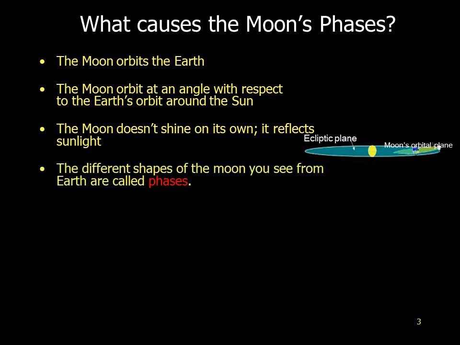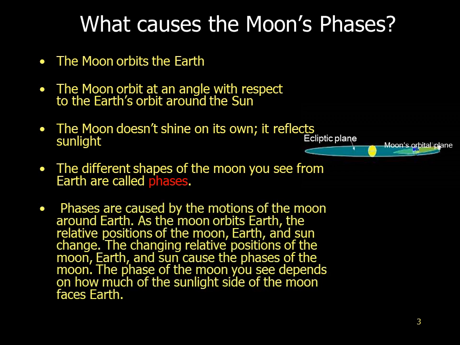So the different shapes of the moon you see from Earth are called phases. What do we mean by phases? The different shapes of the moon that we can see from Earth are called phases. Phases are caused by the motion of the moon around Earth. As the moon orbits Earth, the relative positions of the moon, Earth and sun change. The changing relative positions of the moon, Earth and sun cause the phases of the moon.